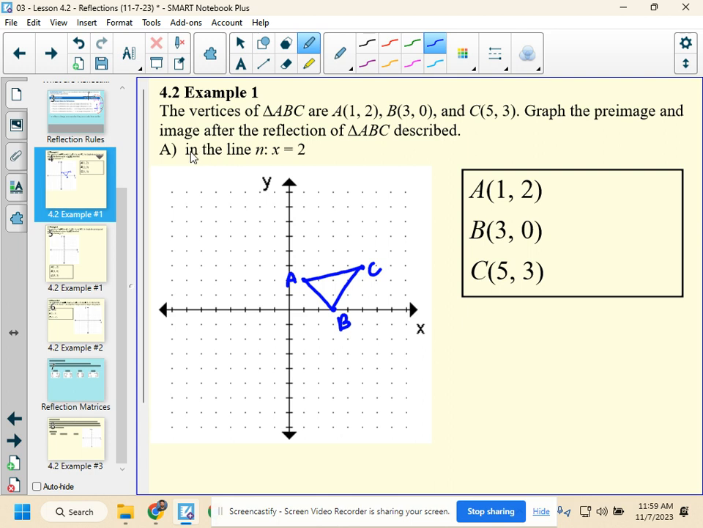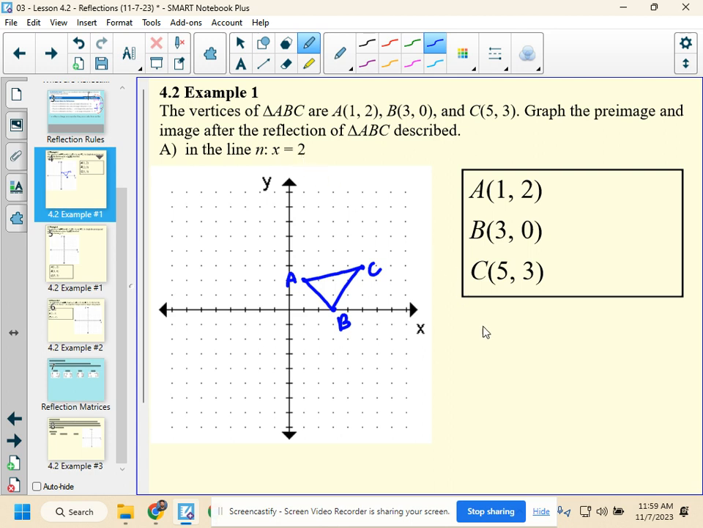So this is one subtle thing to pay attention to. It says in the line N, which has the equation x equals 2. That's kind of technical. That can be confusing if you're just looking at it like that. Like, what does that mean? In the line N, x equals 2. The interpretation there is that it's just basically saying, let's take this triangle and all these points and reflect them over the line N, which has the equation x equals 2.